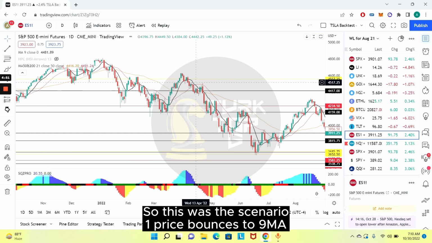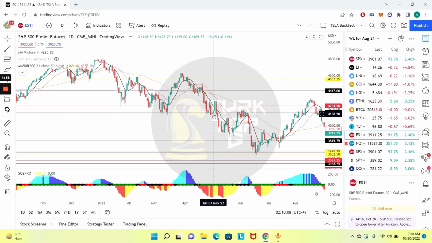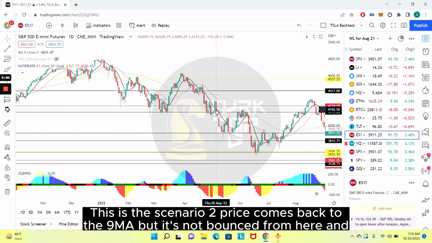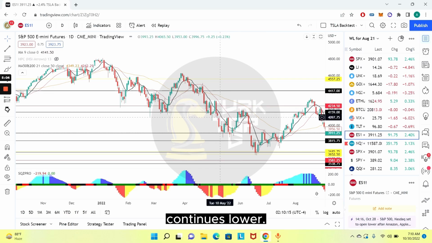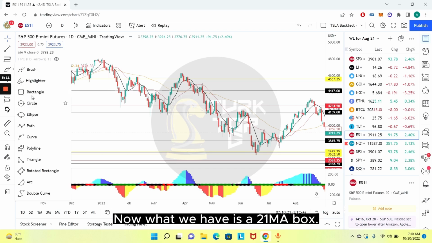So this was scenario 1: price bounces from the 21MA and then keeps going in the same direction. This is scenario 2: price comes back to the 21MA but does not bounce from here and continues lower. Now what we have is a 21MA box. You see this? I will draw the box for you so you guys can get a clear idea.